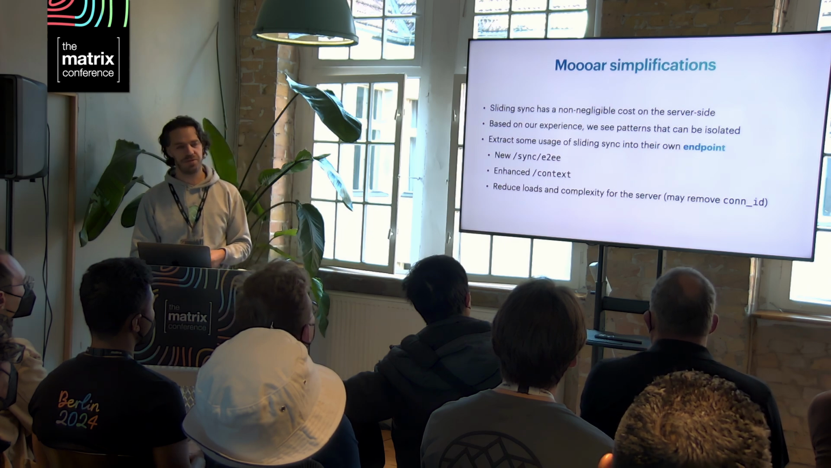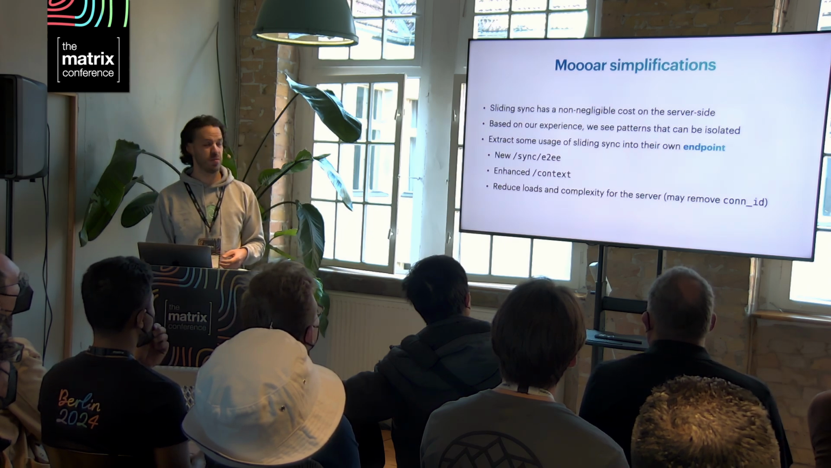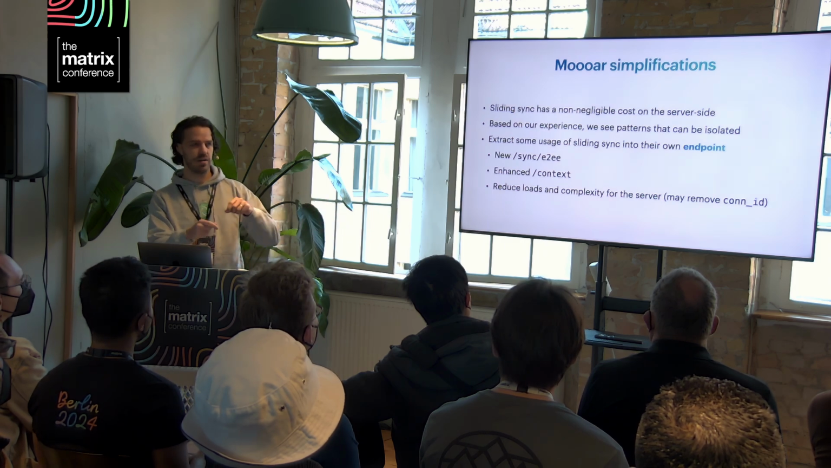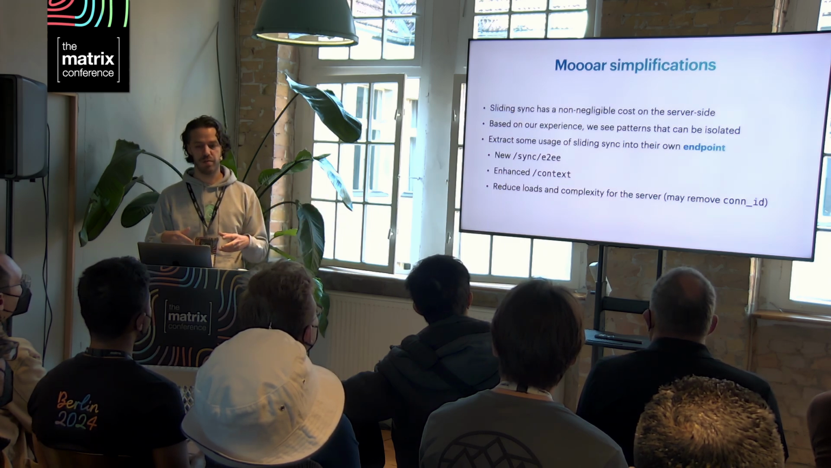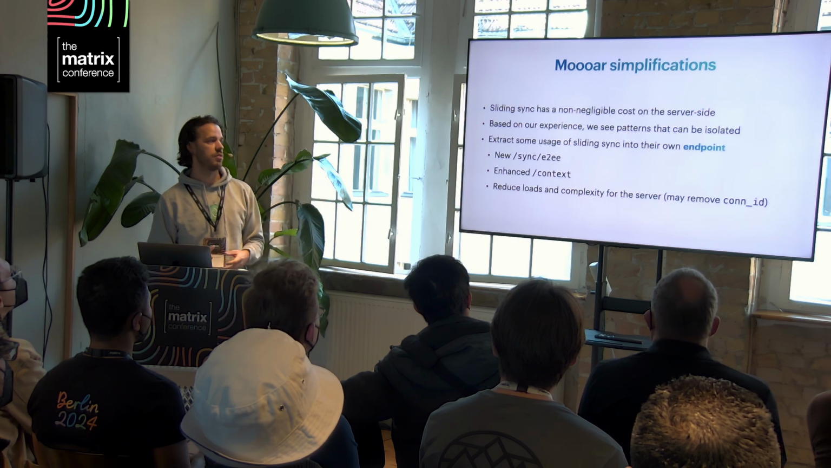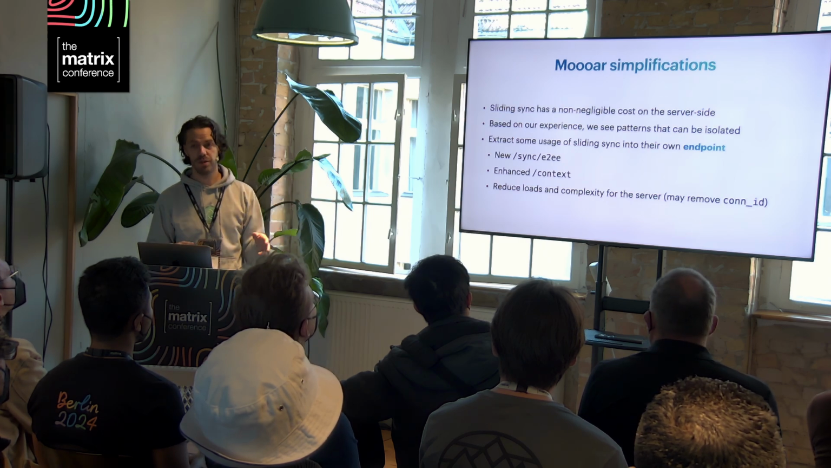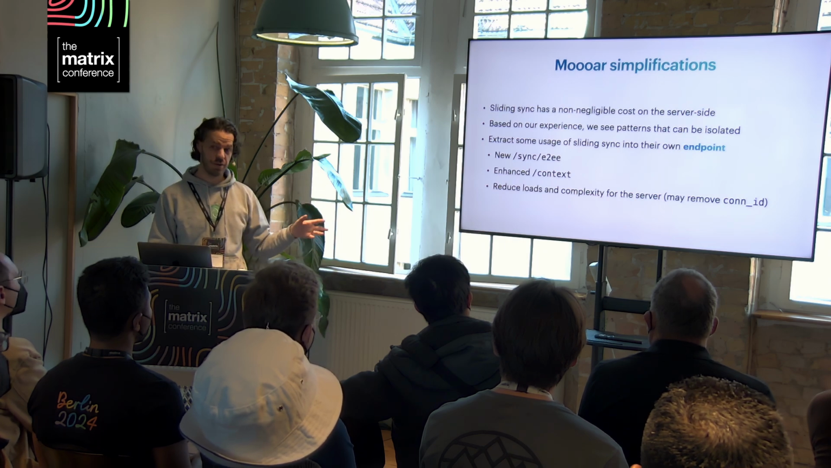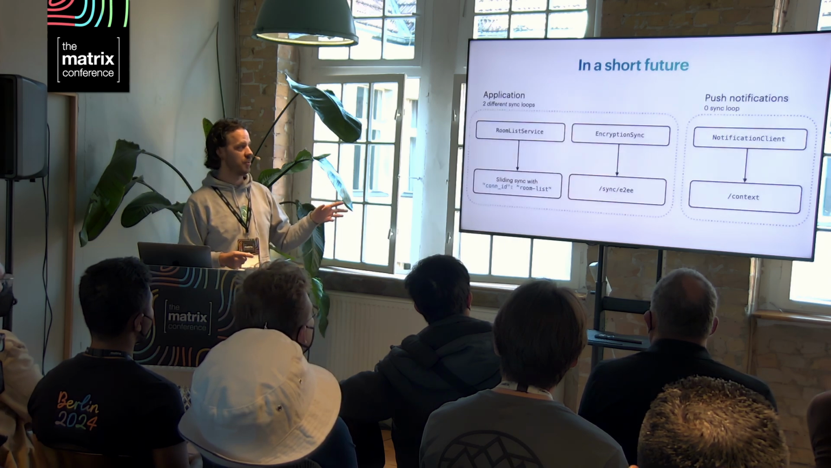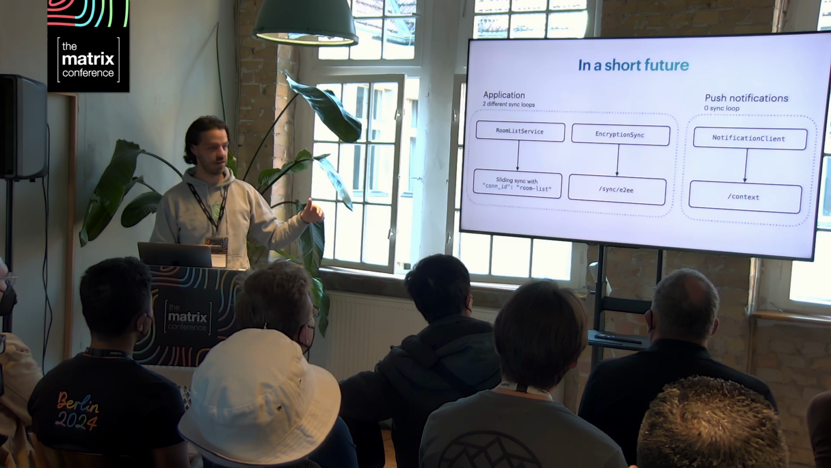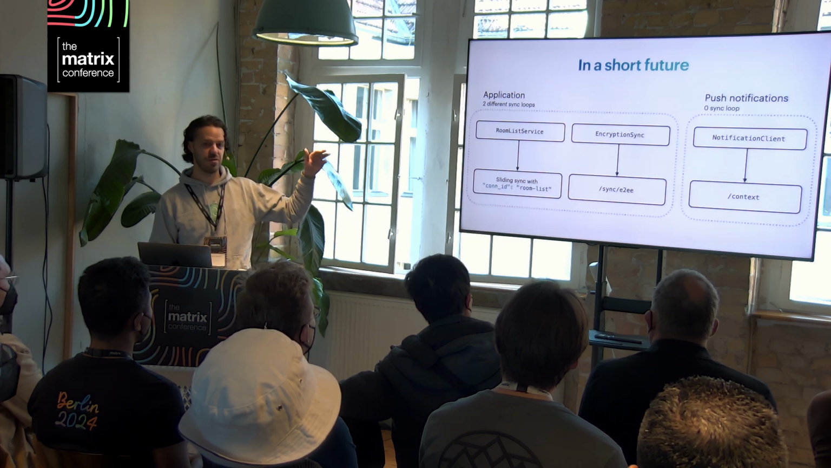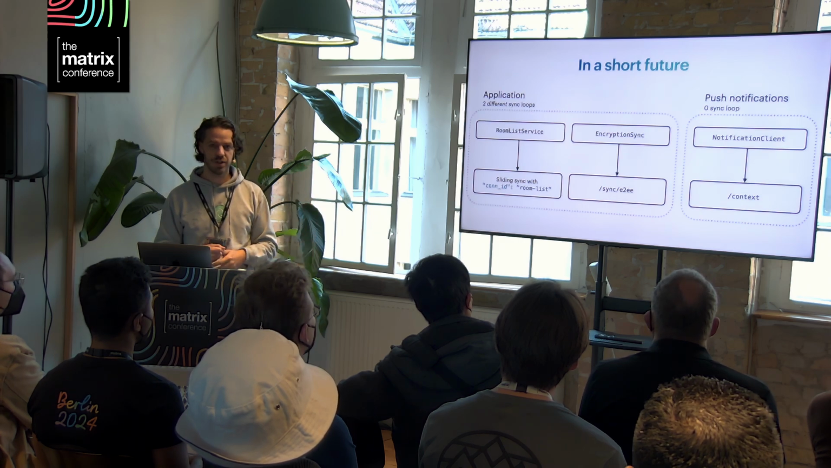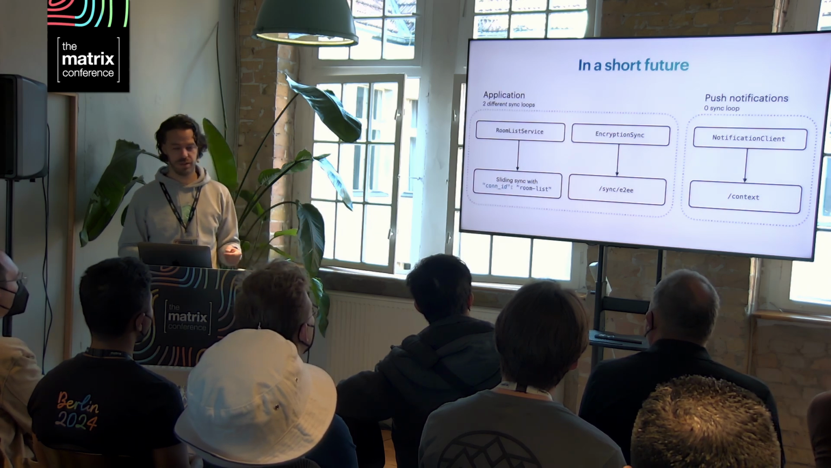But there is more simplification. So sliding sync has a non-negligible cost on the server side. And so we are also extracting some uses of sliding sync into new endpoints. So we have a new /sync/e2ee endpoint, and we are also improving /context. Why are we doing that? So that in the near future, we'll have the room list only using sliding sync. Encryption sync is going to use /sync/e2ee, and notifications will only use /context. So this is going to be much simpler, architecturally speaking.